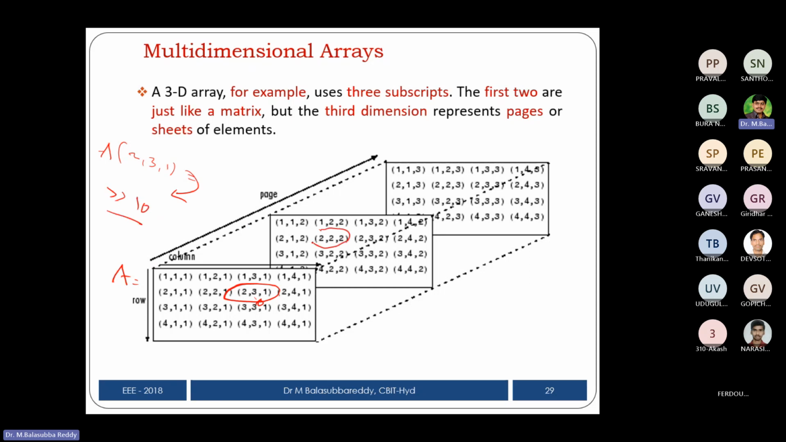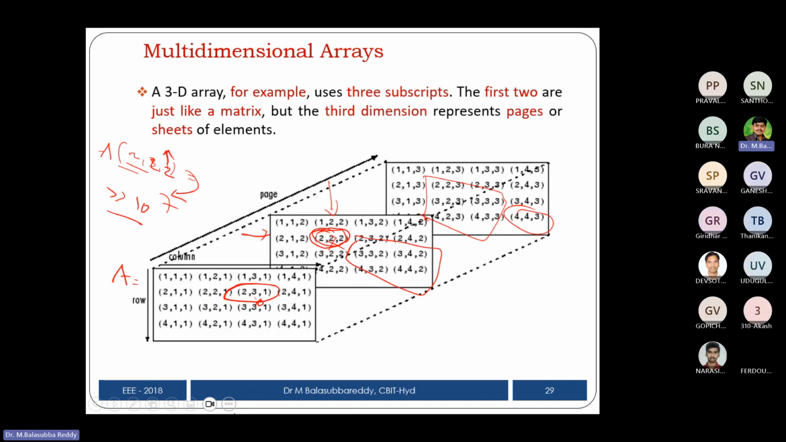Or I want A of 2,2,2, which means second row, second column of the second page. This data may be 7, so this will display 7. Like that, any portion, exactly the same syntax as two-dimensional, but you add a comma. In which page you want the data, you can specify that page number, whether it is the first page or second page or third page.